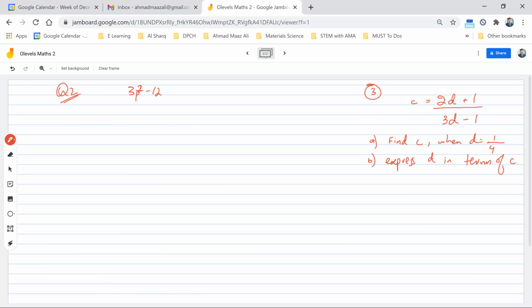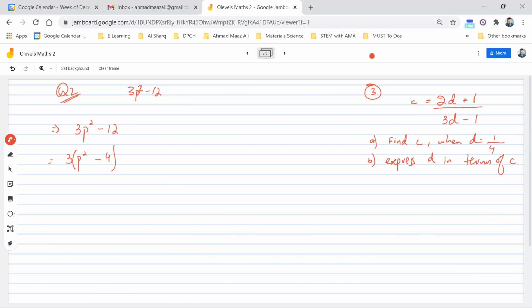What is the value which is common in both of these terms, 3p squared and minus 12? 3. Good. So we take 3 common. We're left with p squared minus, what are we left with? 3 times p squared minus 4.